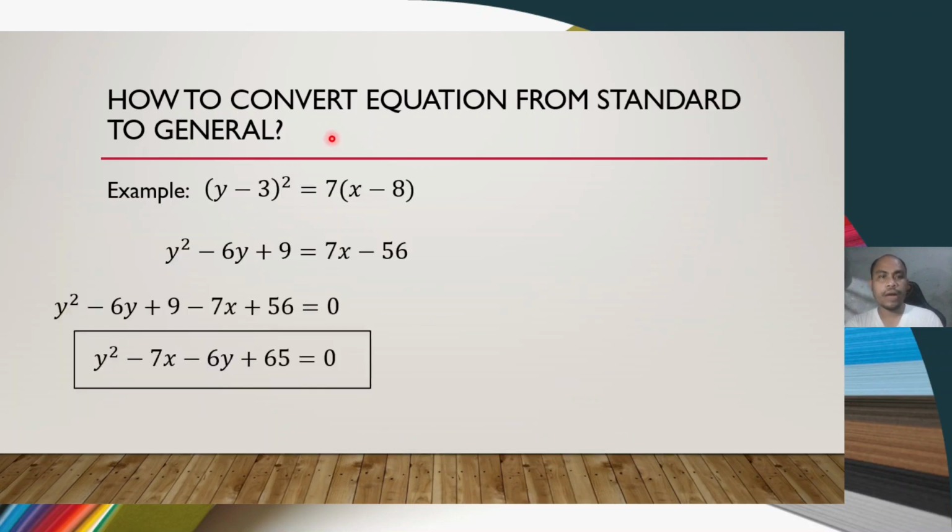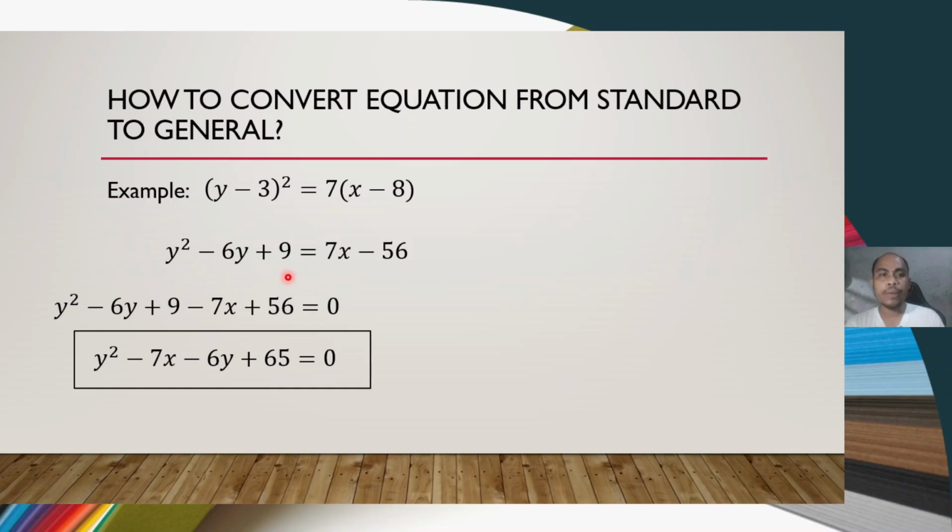Now, how to convert equation from standard to general? So, kanina, from general to standard, ngayon naman, ibabalik na rin natin. So, meron tayong given na naka-standard form. So, we're going to expand lang. No? Expand lang natin ito. So, yung y minus 3 squared equals to 7 times x minus 8. Yung y minus 3, we're going to multiply it by itself. So, y minus 3 times y minus 3. Then, it becomes y squared minus 6y plus 9.